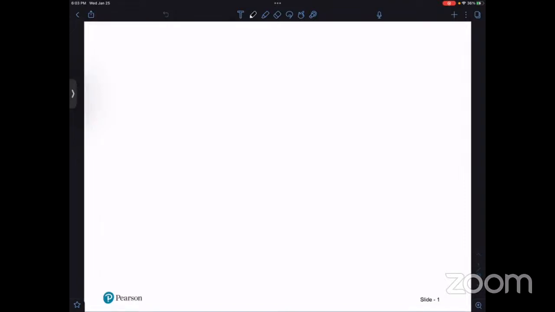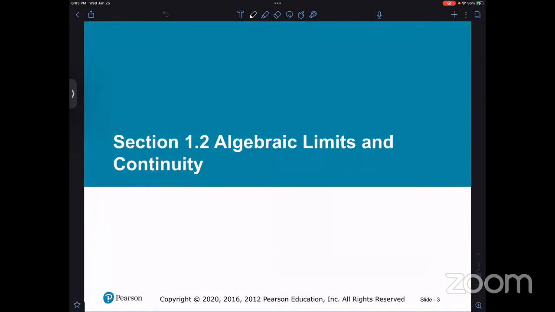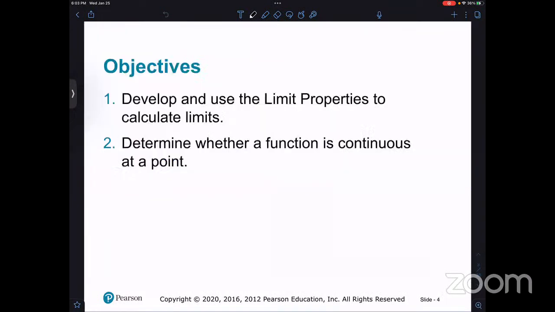So for today, continuing chapter 1 with differentiation, we're going to take a look at section 1.2, algebraic limits and continuity, right? So here, let's see some objectives here. And again, I'll check attendance around the 15-minute mark, so in about 10 minutes, for anybody that's coming late.